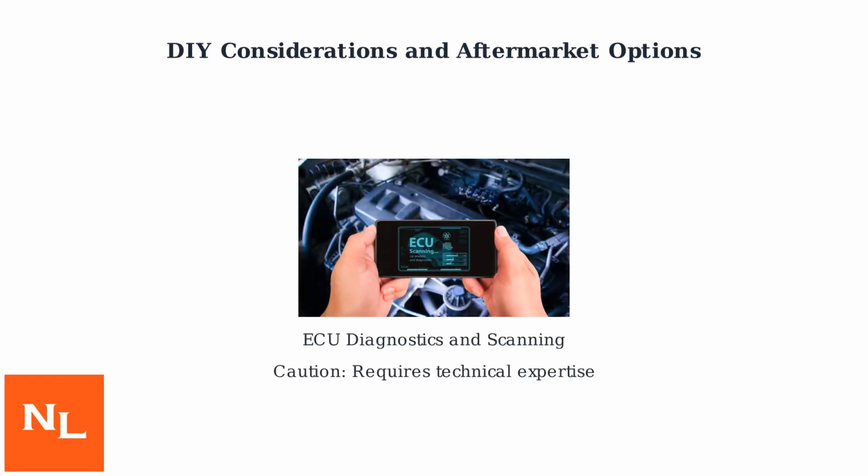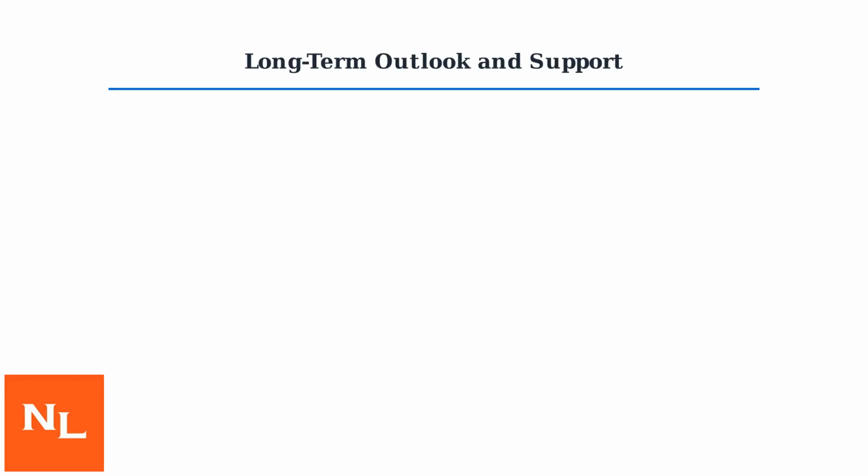Before any modifications, use diagnostic tools to scan the ECU for errors. These DIY approaches require technical knowledge and should be done cautiously to avoid voiding warranties or causing system damage. As the BMW Series 2 Coupe models from 2013 to 2021 age, the long-term outlook for Max AC support involves evolving software limitations and the vehicle's inherent simplicity that supports ongoing DIY maintenance.